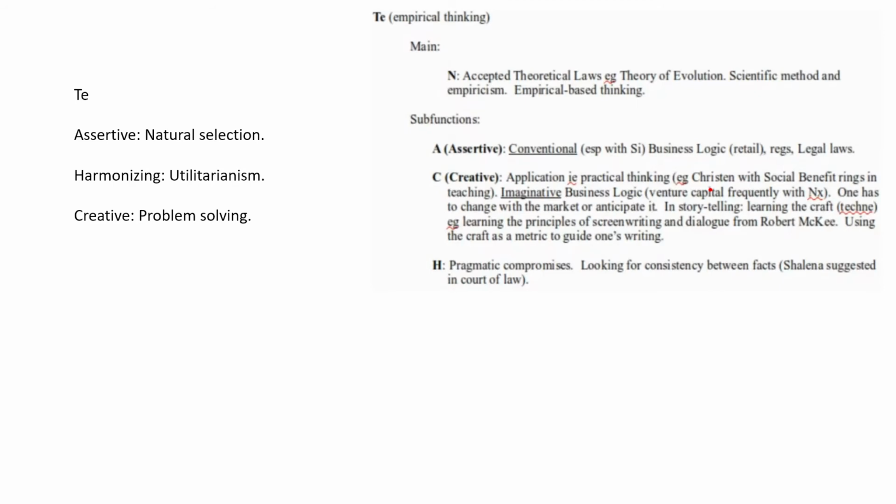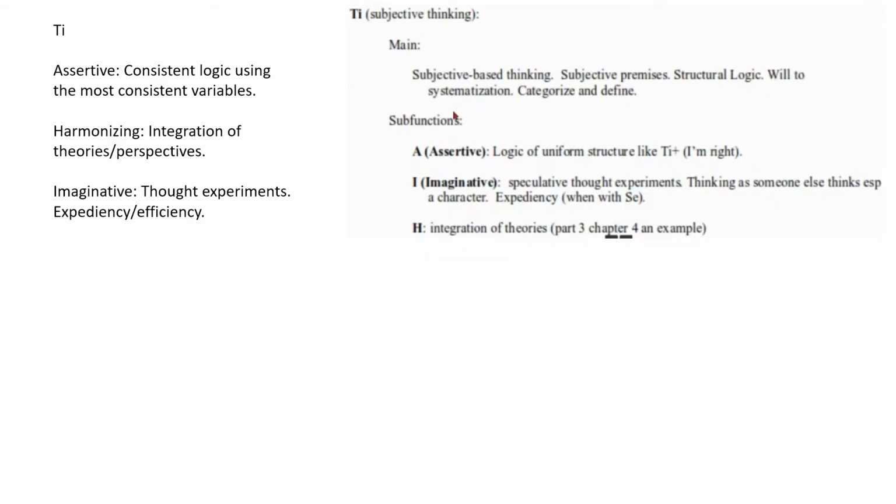Creative problem solving, inventing. They see a problem that needs solving and solve it. I think that's, yeah, not much more to say. That's my thoughts on the TE subfunctions. TI, consistent logic using the most consistent variables. So TI almost aims to make everything comparable using consistent characteristics. And that logic of uniform structure, yeah, I think that's uniform field.